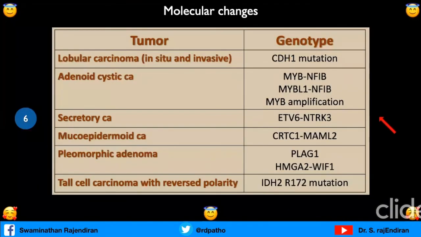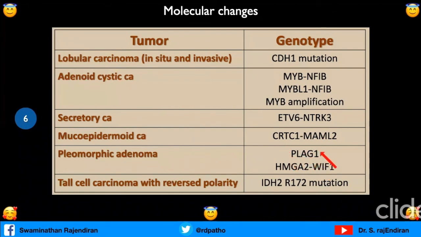Finally, molecular changes. These are all the 6 events or 6 lesions in the breast that definitely have a molecular change. Lobular carcinoma, cadherin mutation. CDH1 is nothing but cadherin mutation. Adenoid cystic carcinoma, MYB. We have an immunohistochemical IHC marker. Secretory carcinoma, NTRK. Okay, we have pan-TRK IHC for that. Mucoepidermoid carcinoma, MAML2 and CRTC1. We have an IHC marker for MAML2. Pleomorphic adenoma, PLAG1. This is pleomorphic adenoma gene 1.